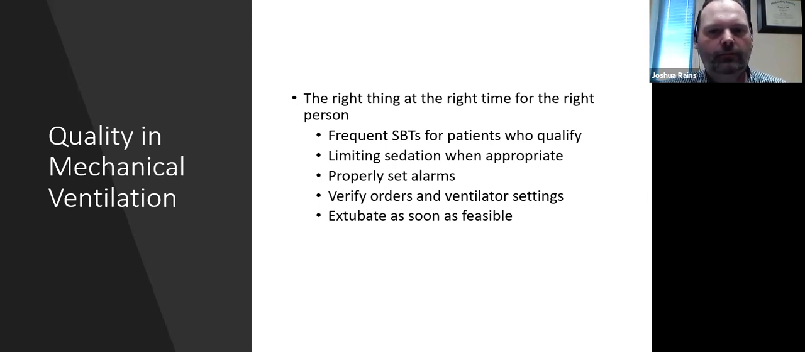And then the other thing I've harped on already, but verifying orders and ventilator settings, doing the right thing for the right patient. Extubating as soon as feasible. That one goes right to doing the right thing at the right time. I kind of used it as an example at the beginning of the slide, but it's certainly within the scope of quality when we're talking about mechanical ventilation.